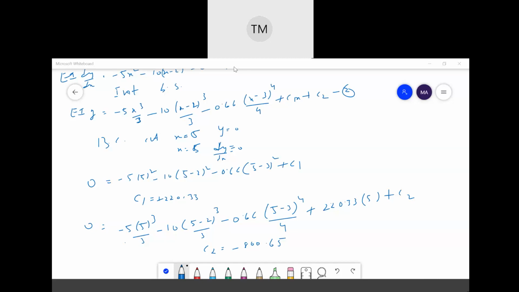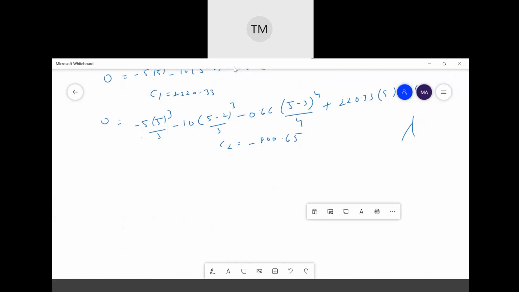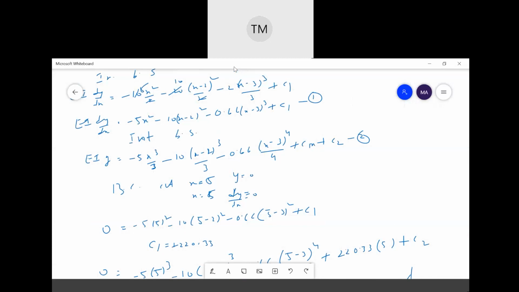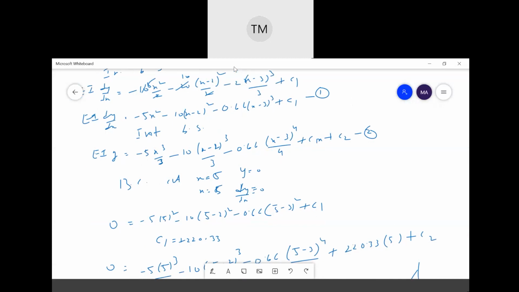Now when you substitute here the values of C1 and C2 in the above equations, you will always have a maximum deflection at the free end. So we are considering it a free end. At free end, what happens? The value of x is 0. So if the value of x is 0, what happens in the above equations? If you substitute x is equal to 0 in this equation, what happens?